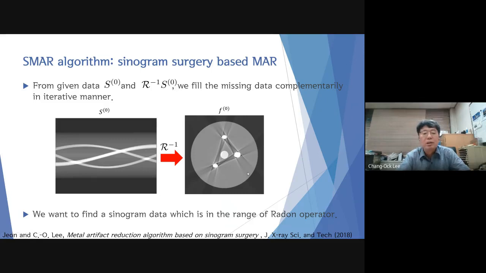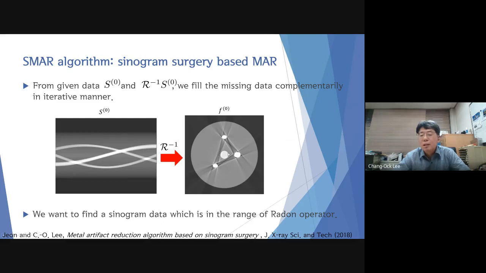Okay, so now I want to introduce our algorithm. This is called the SMR algorithm, the algorithm based on sinogram surgery. The idea is, if you look at this sinogram, this white region is the metal affected region. So if you take the Radon inversion, you can see this picture. Except the metal area part, this projected data is original.